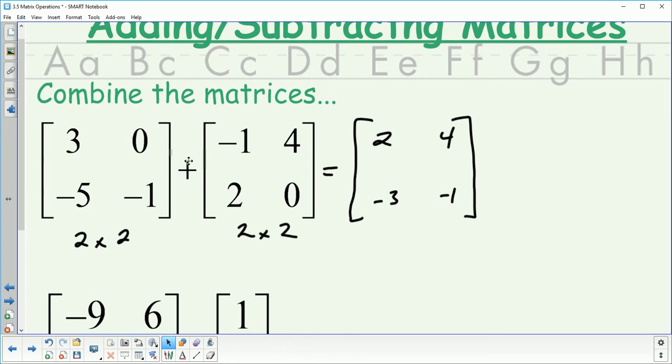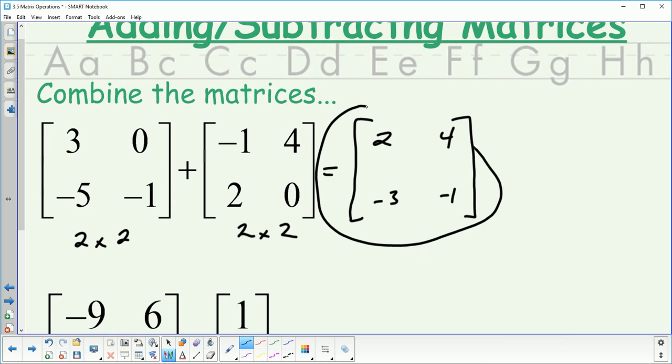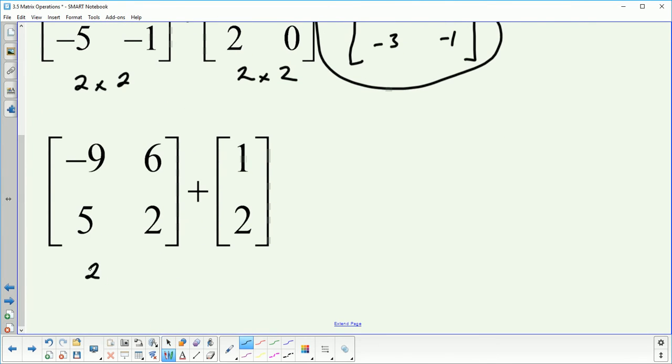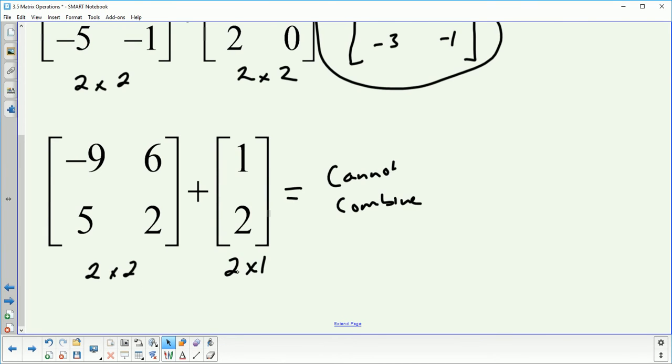Okay, if this was a subtraction symbol, we just do the same thing, but with subtraction. 3 minus negative 1, 0 minus 4, negative 5 minus 2, anything like that. So this would be our resulting matrix, and again, that would be a 2 by 2. So anytime we add or subtract two matrices, the dimension should stay the same. Looking at this one, you see here again we have a 2 by 2 to start, but now we have 2 rows but only 1 column. Since their dimensions aren't the same, we cannot combine here. Okay, again, the dimensions have to be identical.